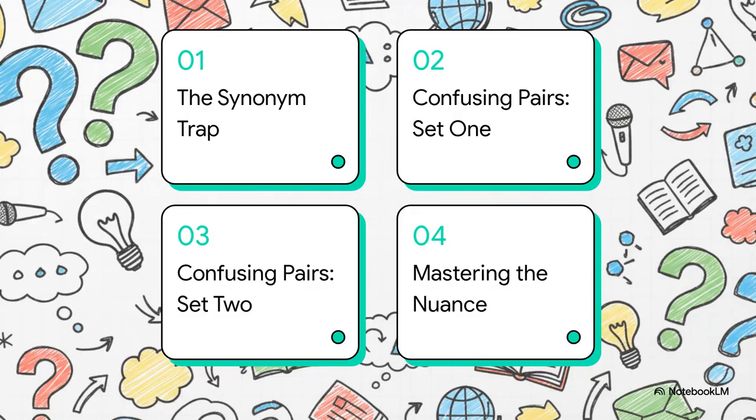Okay, so here's our game plan. First, we'll talk about what the synonym trap actually is. Then, we'll jump into 2 sets of confusing word pairs, and to wrap it all up, I'll show you how to master the nuance of any tricky word you come across. Sound good? Let's dive in.